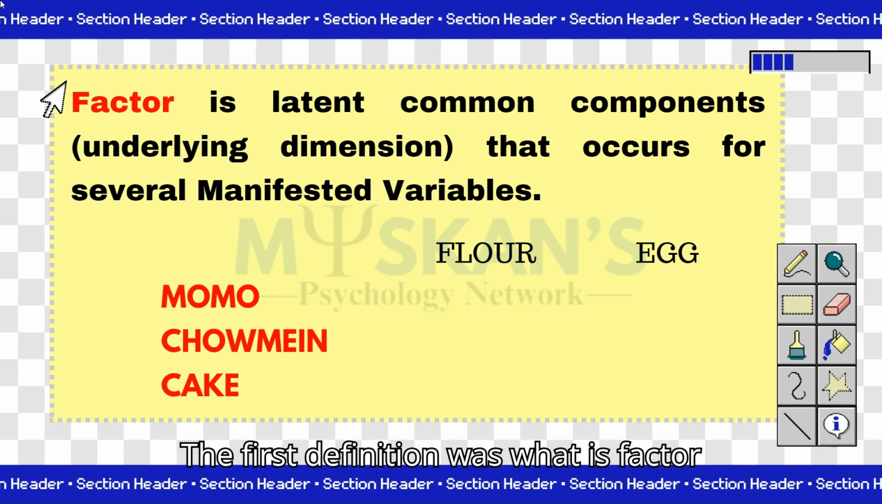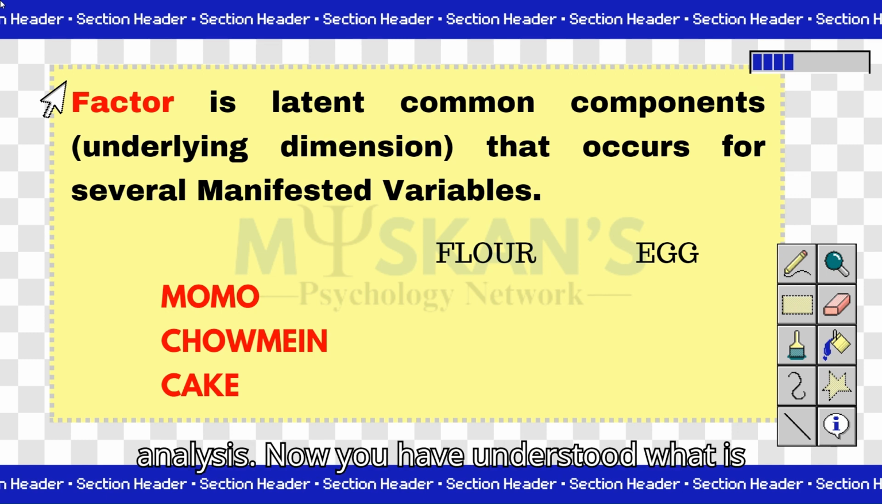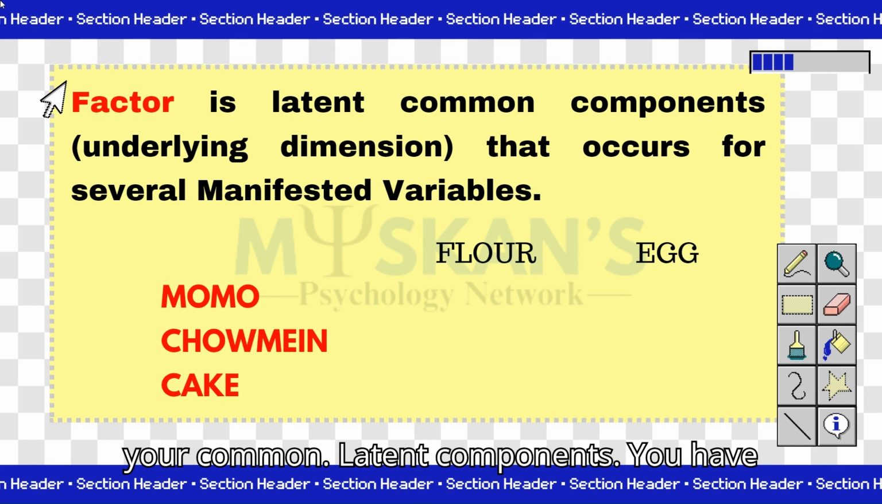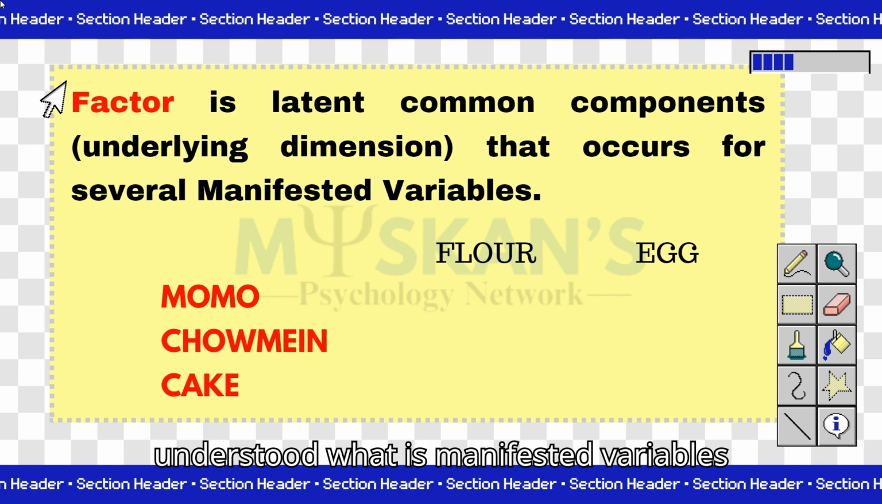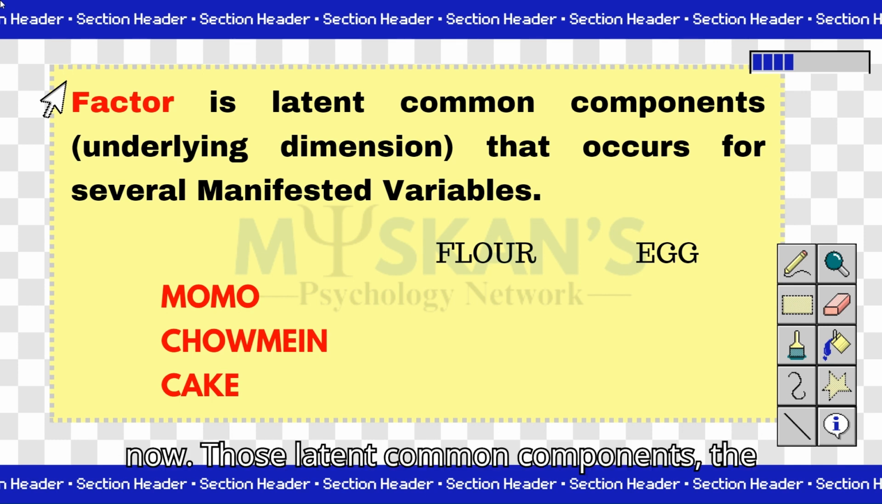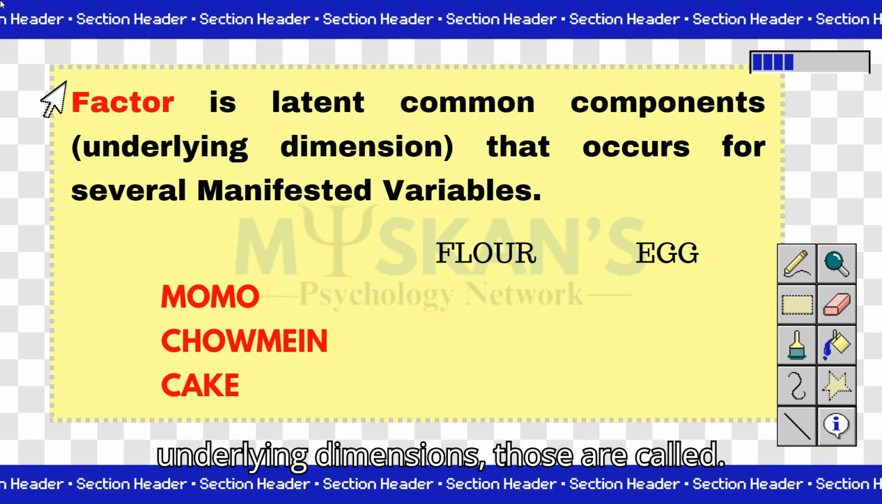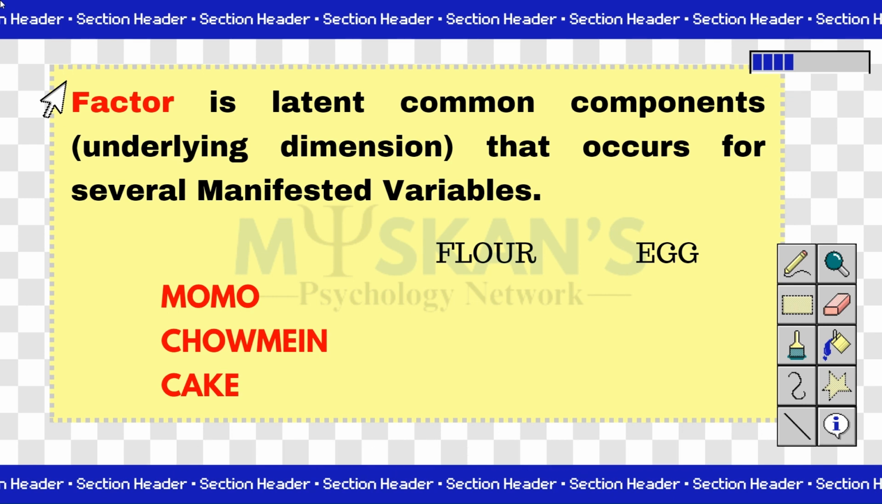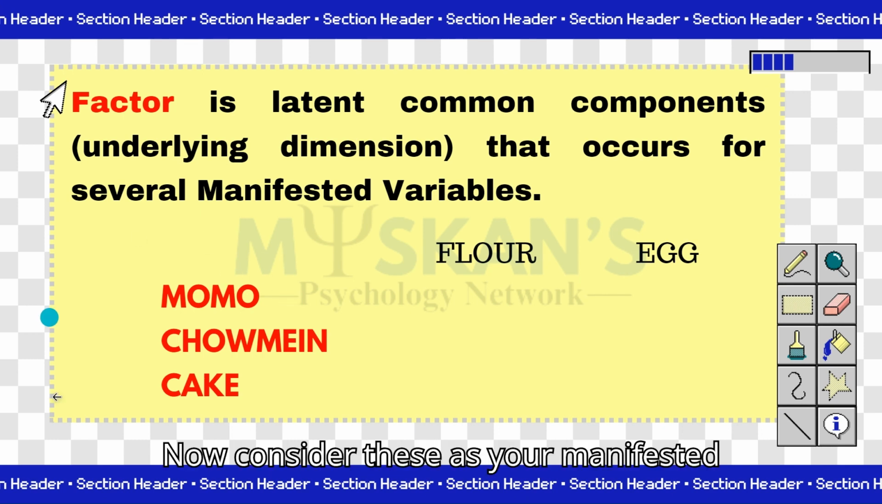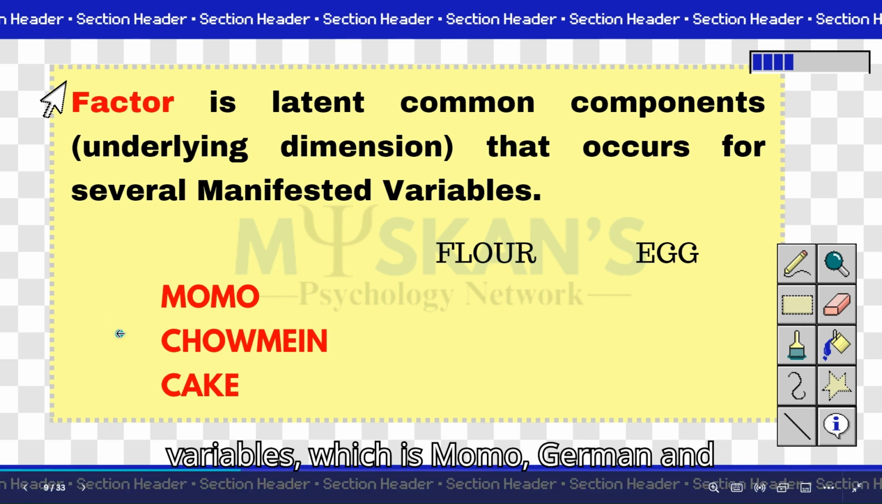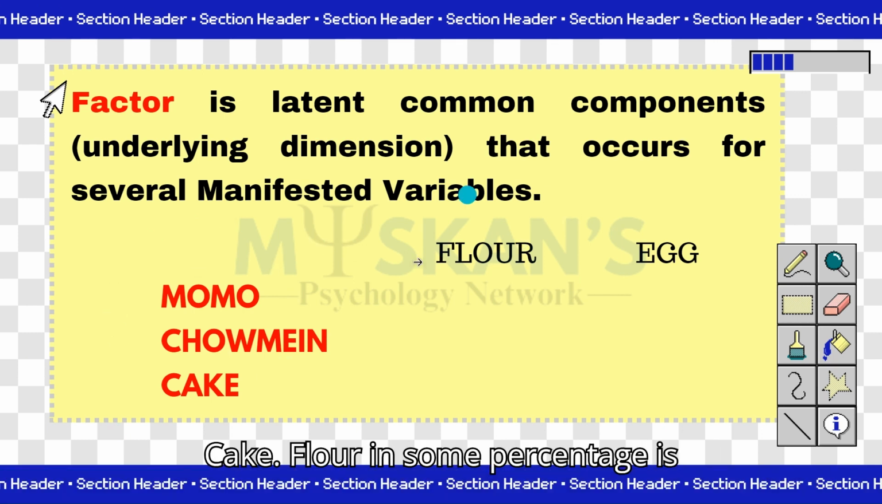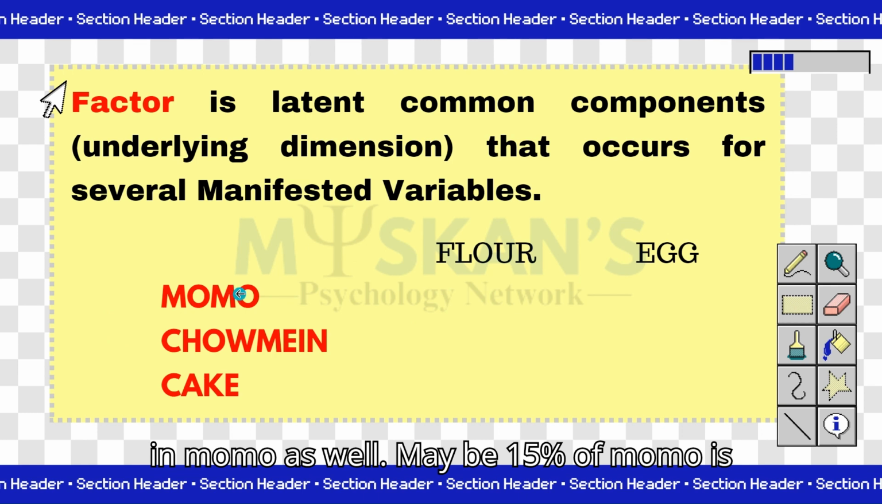The first definition was what is factor analysis. Now you have understood what is your common latent components. You have understood what is manifested variables. Now those latent common components, the underlying dimensions, those are called factor, and they occur for several manifested variables. Okay, now consider these as your manifested variables, which is momo, chowmin, and cake. Flour in some percentage is in momo as well.